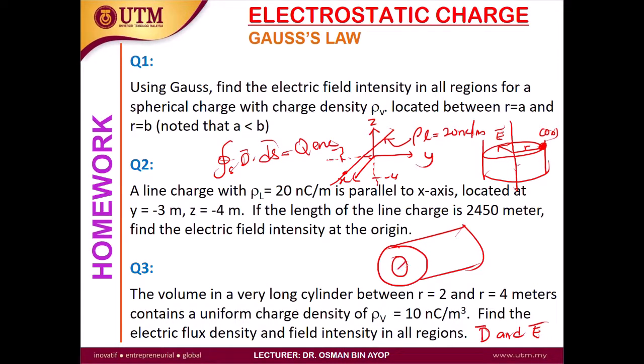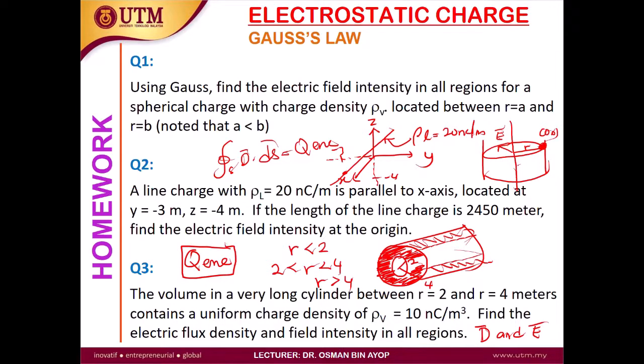It has radii of 2 and 4, and the charge is between 2 and 4. It's around here. So you have 3 different regions that you have to find. Firstly is the hollow, which is r less than 2, and then the region between 2 and 4, and the region r greater than 4. Okay, you have to use the cylindrical coordinate. And you have to understand the concept of Q enclosed. You have to find the total charge enclosed by the Gaussian surface. So these are the 3 questions that you need to try. Okay, we see again later. Thank you.